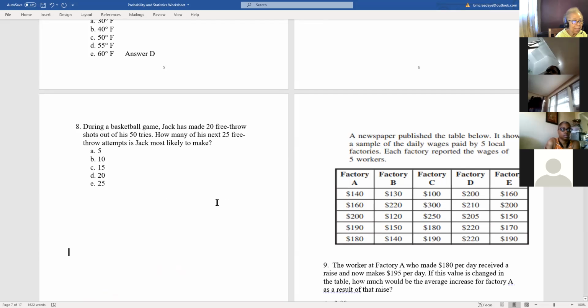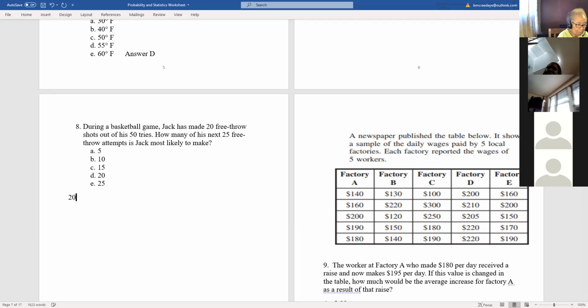Okay, so we have number 8. Anybody know the answer? Jack made 20 free throws out of 50. How many of his next 25 free throw attempts is Jack most likely to make? Now you could use ratio and proportion, right? Or you could say 20 out of 50 is what fraction?